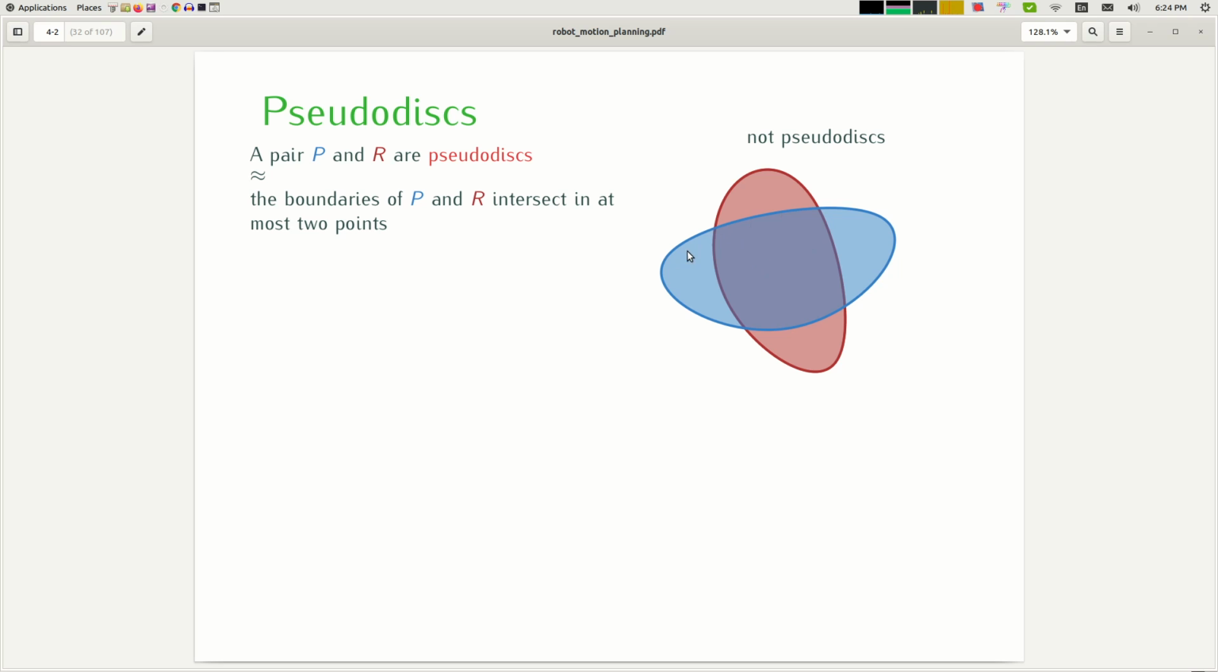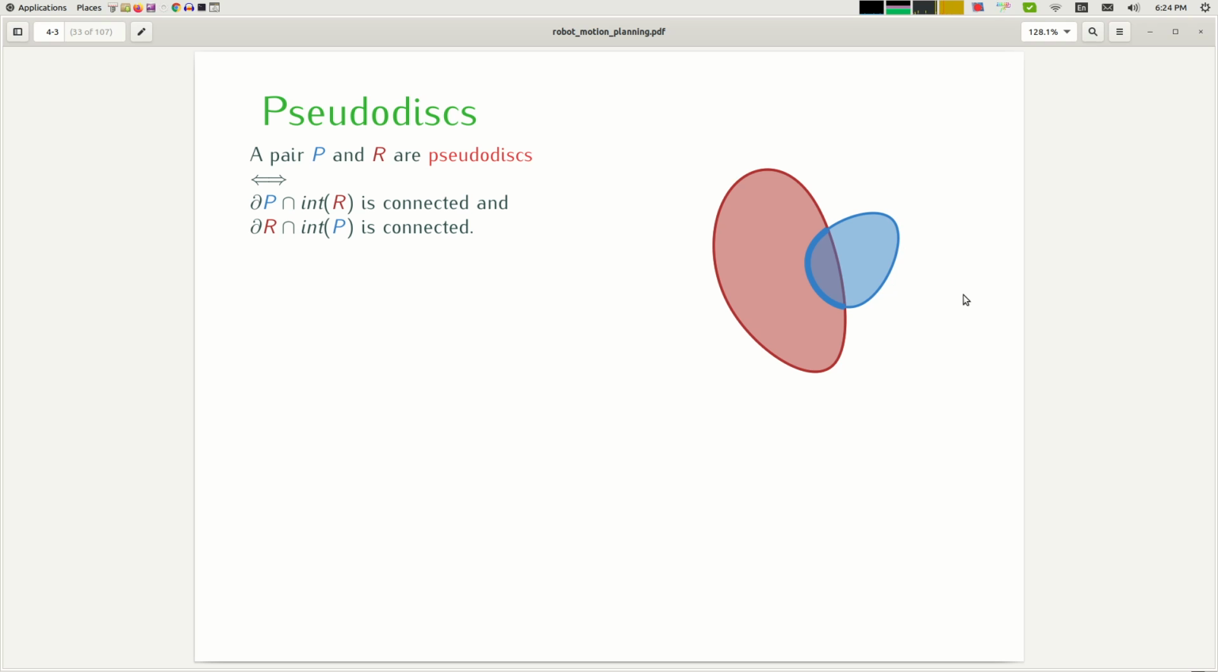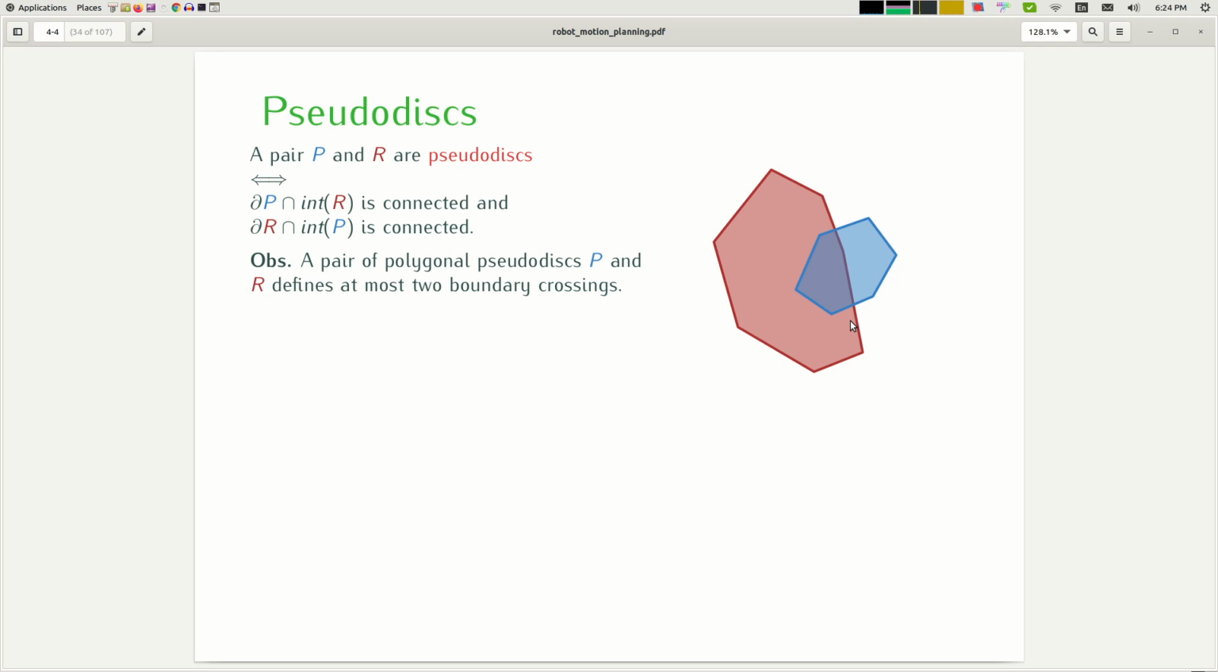Okay, so that is not a pseudodisk, that is a pseudodisk. And one consequence of being a pseudodisk is that if you look at the intersection of two things, let's say the region of blue that is inside red, the boundary is connected. So that's what we're going to use later on. Right now we only consider pseudodisks that are polygonal, so they're made from vertices and straight line segments.